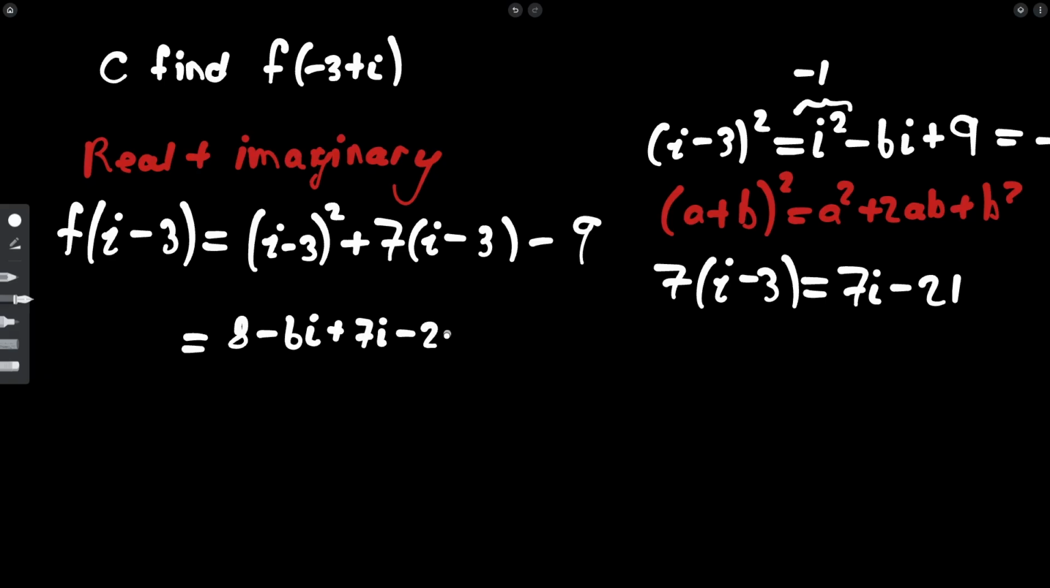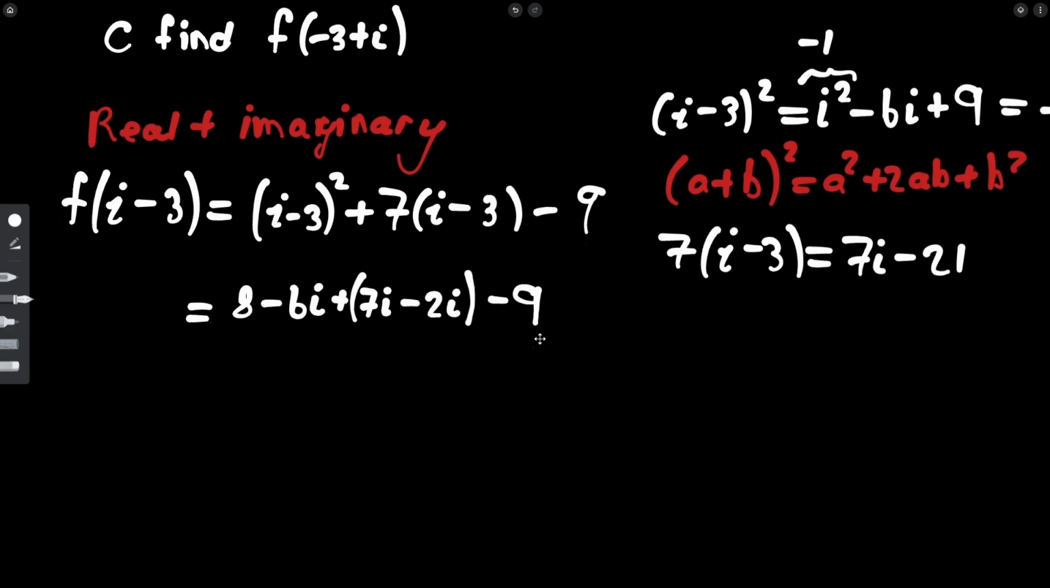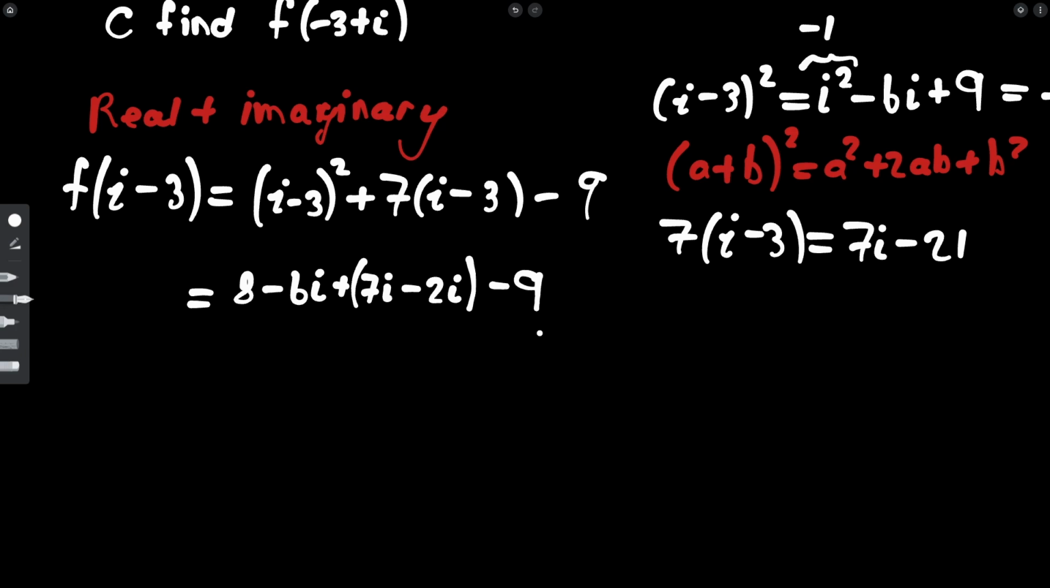7i minus 2i. It's always good to use parentheses when distributing something like this, because you could make a terrible mistake if this plus was actually a minus sign. So always when you do this, use parentheses and minus 9. Here we can add like terms.